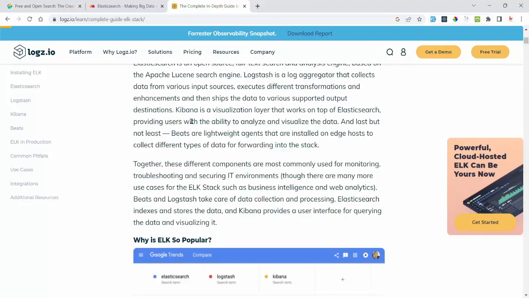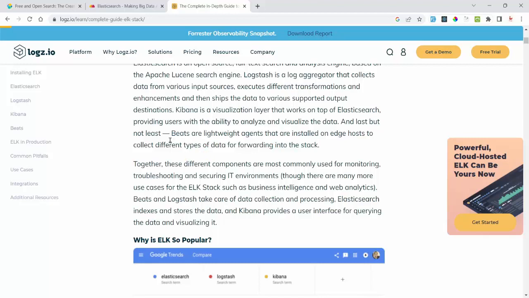Then, what is Kibana? Kibana is a visualization layer that works on top of Elasticsearch, providing users with the ability to analyze and visualize the data. So Kibana is nothing but an analyzer and visualizer for the data. We can say it's a GUI.